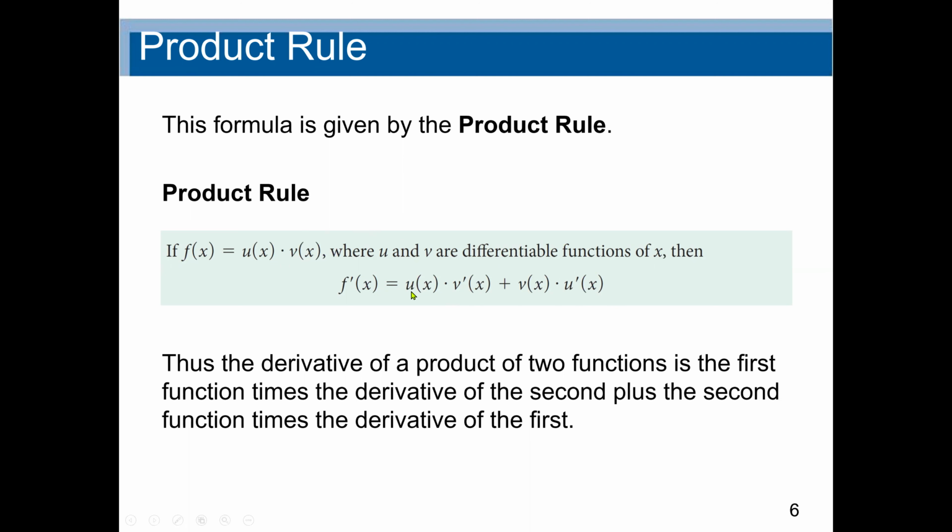So here you can see the formula: u of x times the derivative of v of x plus v of x times the derivative of u of x. Or you can say the derivative of u of x times v of x plus the derivative of v of x times u of x. It doesn't matter whether you find the derivative of v first or u first. But just let's look at the formula. u of x times v of x, the derivative of it will be u of x times the derivative of v of x plus v of x times the derivative of u of x, as we can see here.